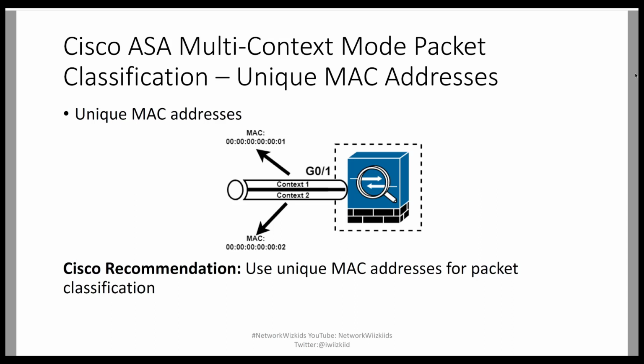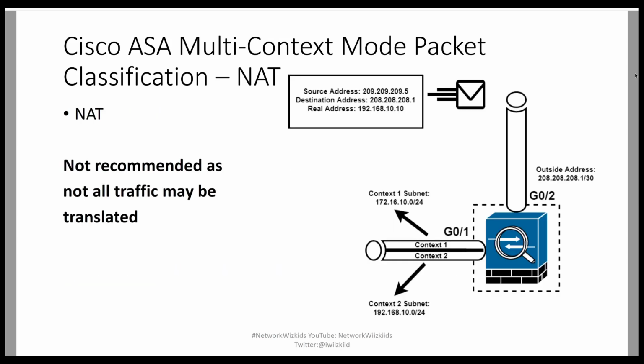Now, what happens if you don't configure unique MAC addresses? Well, the next way of classifying packets is to use network address translation. However, as I've put there, it's not recommended, as not all traffic may be translated. So let's say, for instance, you have an ASA firewall and you've got one subnet that's being translated, but then you've got another subnet that's not being translated, but it's still passing through that multi-context ASA. You may run into issues. So this is not a recommended method, however, it is an option if required.